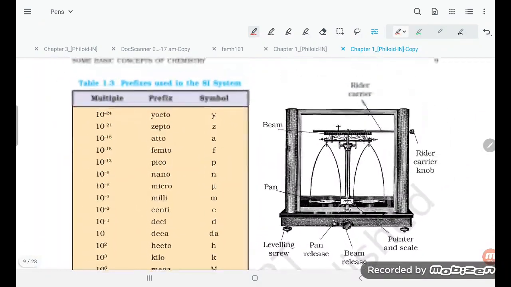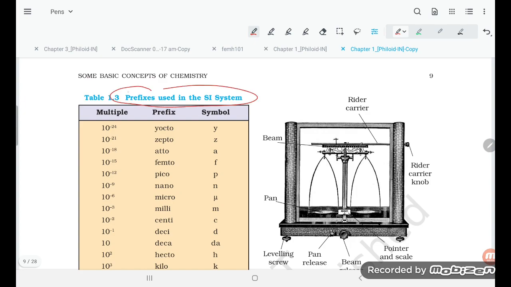Okay, so this is what it is. Now, the prefixes used in the SI system.